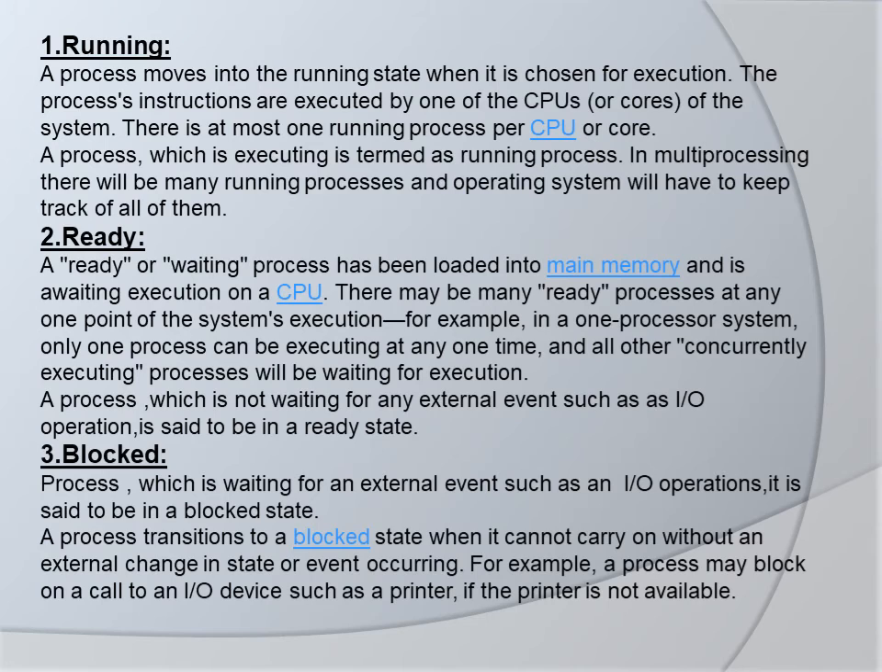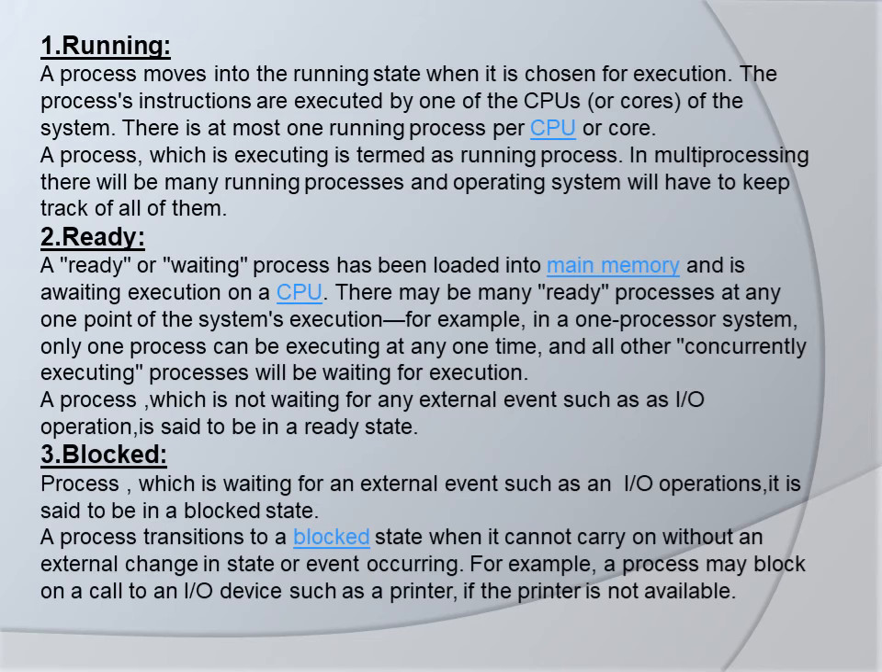A process moves into the running state when it is chosen for execution. The process's instructions are executed by one of the CPUs or cores of the system. There is at most one running process per CPU. Obviously, on completion of one process, the second process comes. This takes place continuously, so at least one process should be under execution. A process which is executing is termed a running process. In multiprocessing, there will be many running processes and the operating system has to keep track of all of them.